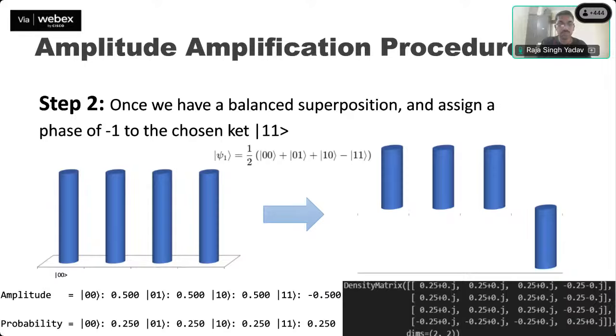And if you look at the probability, for 00, 01, 10, you won't see any difference. All are the same, 0.25, because if you take the modulus square of this amplitude, you get exactly 0.25. That's the probability. So as of now, I have just introduced a phase to my marked element, the state 1 1. I'll tell you how we can add a negative phase, minus 1, to this marked element.